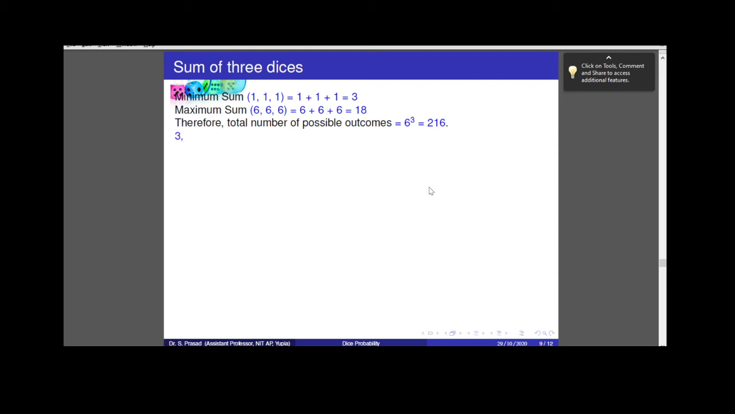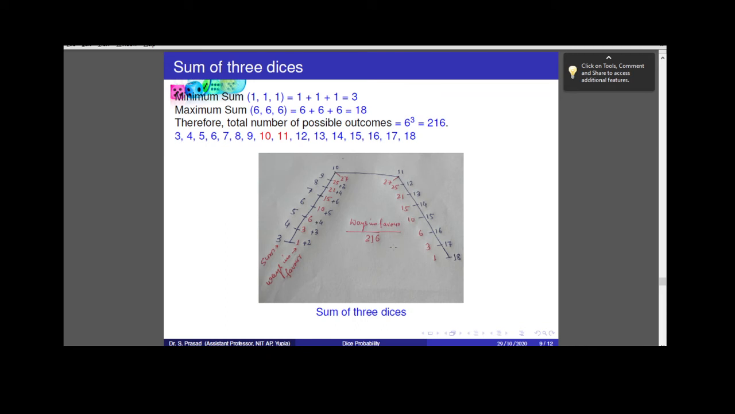Now after that we write the possible sums of three dice: 3, 4, 5, 6, 7, 8, 9, 10, 11, 12, 13, 14, 15, 16, 17, 18. Here we see that 10 and 11 are the middle points. Now we go for the shortcut for finding the sum of three dice. So here is one figure of the sum of three dice. This part represents the sum, and this part represents the favorable outcomes.